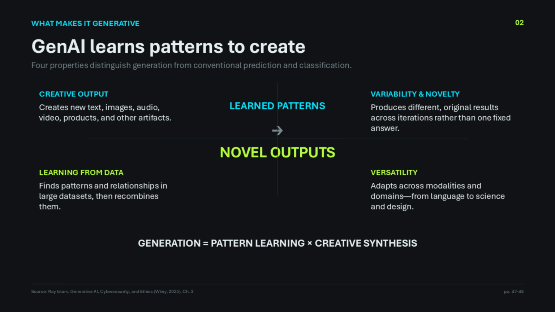Now, pause on that equation at the bottom. Pattern learning multiplied by creative synthesis. That's the magic, and also the limitation. The model is not imagining from nowhere. It is remixing structures it learned from data. Next, let's see just how many forms those outputs can take.